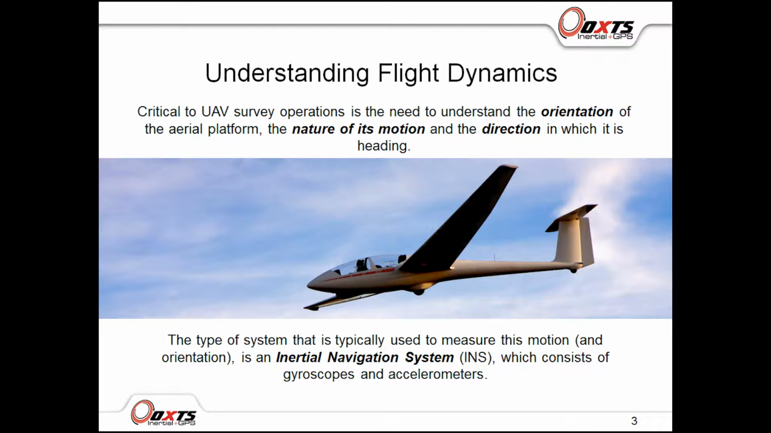A system that we can use to measure and record these dynamics is an inertial navigation system, otherwise known as an INS, where an INS is a computer system that takes input from a global navigation satellite system, such as GPS, and an inertial measurement unit, otherwise known as an IMU, which measures the orientation of the aircraft.